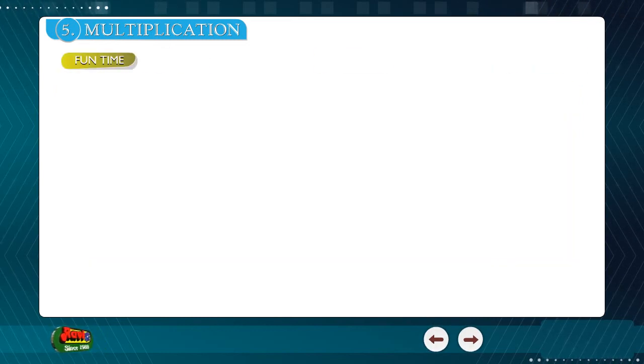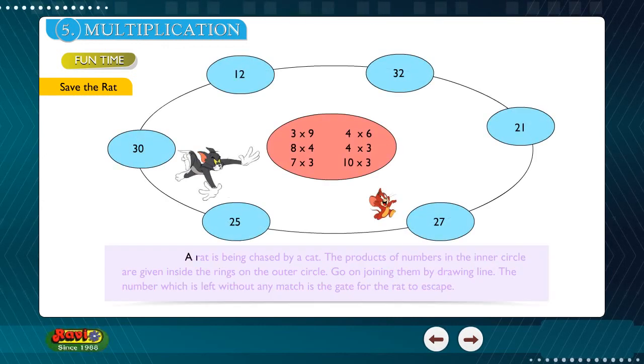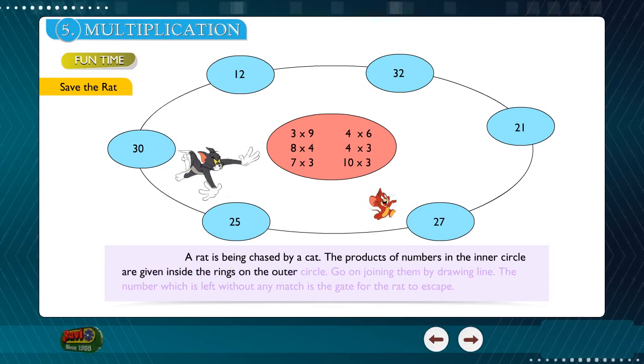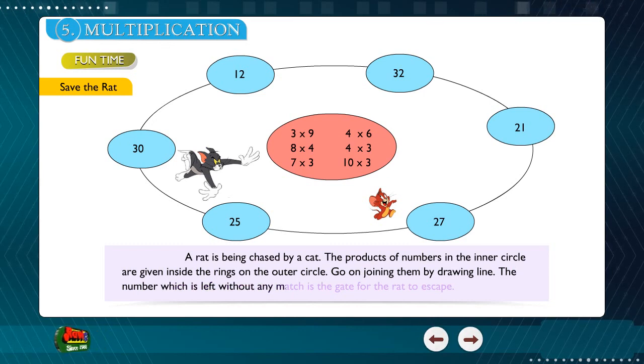Fun time. Save the rat. A rat is being chased by a cat. The products of numbers in the inner circle are given inside the rings on the outer circle. Go on joining them by drawing lines. The number which is left without any match is the gate for the rat to escape.